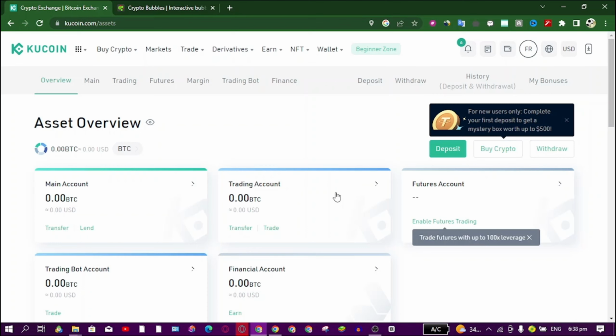Hi, welcome to this video on the KuCoin exchange grid trading bots. Today, we'll be discussing what a grid trading bot is, how the KuCoin grid trading bot works, and why you might consider using it as part of your cryptocurrency trading strategy.